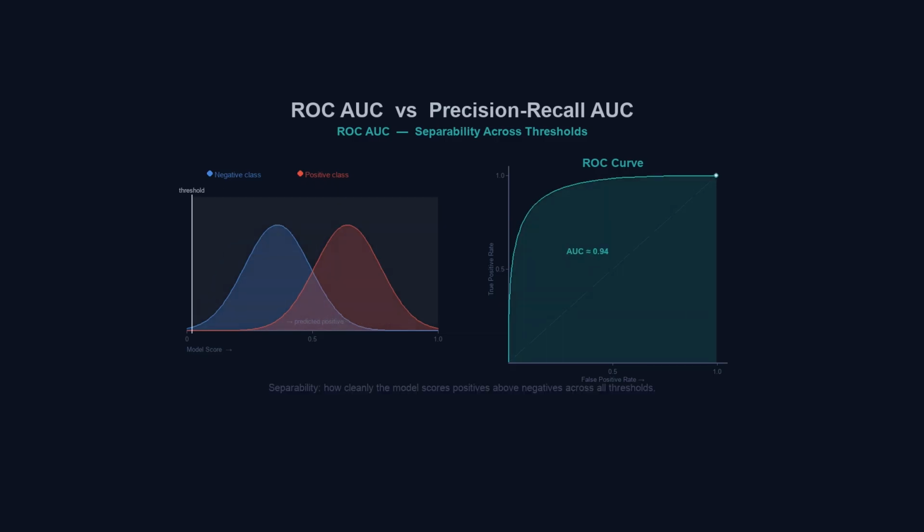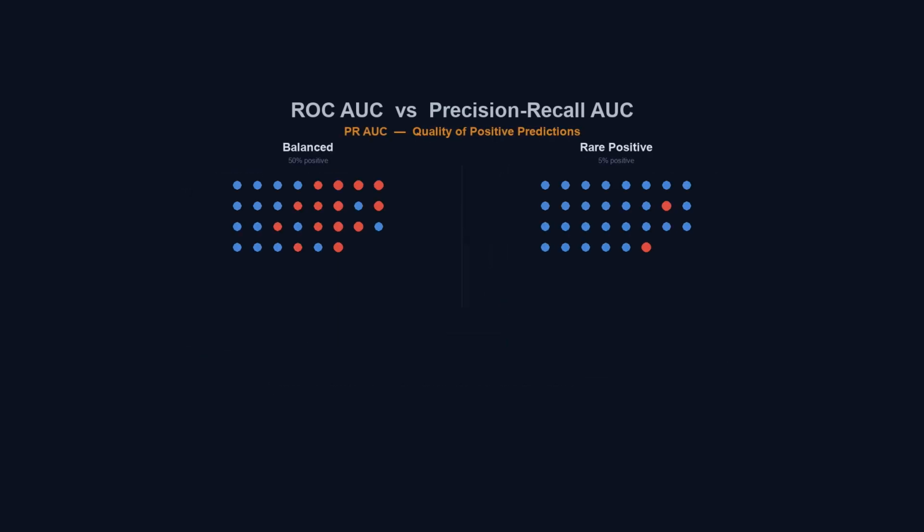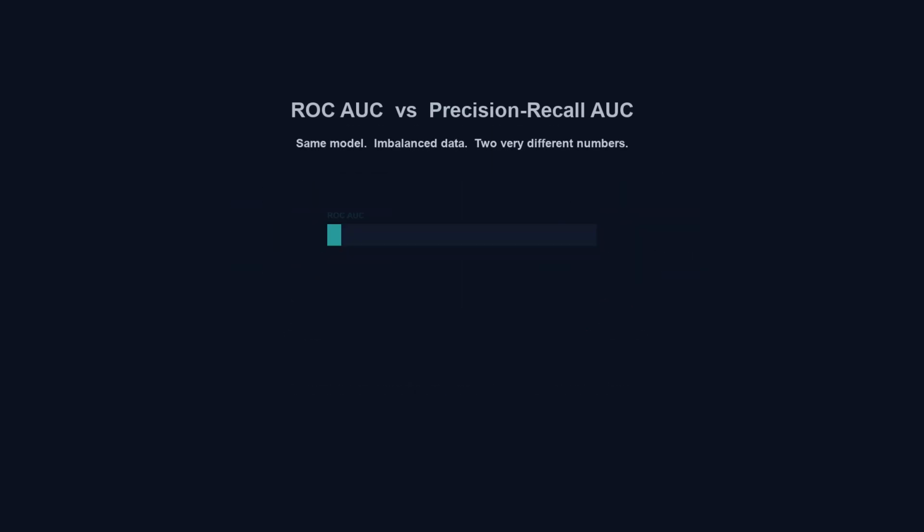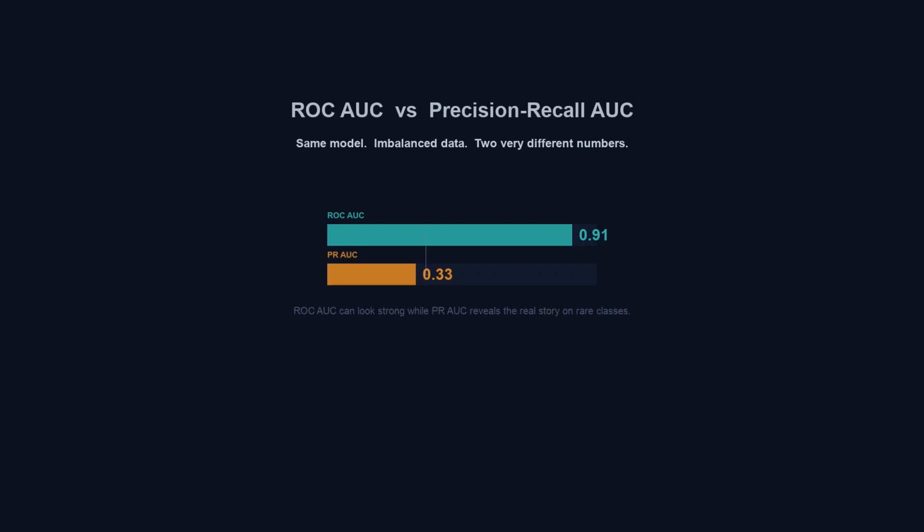So the practical answer is not always use PR-AUC or never use ROC-AUC. Use ROC-AUC to understand separability. Use PR-AUC to understand usefulness under class imbalance. And choose your primary metric based on the actual deployment decision.